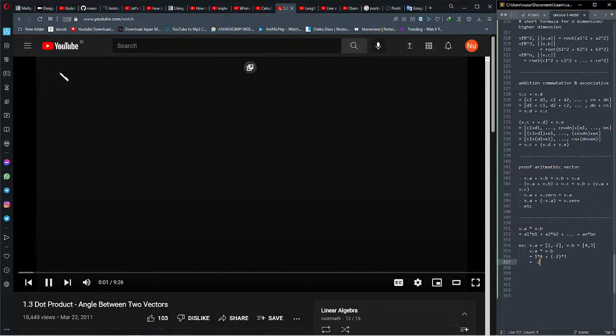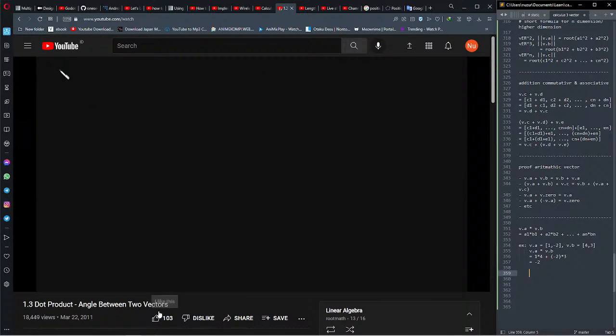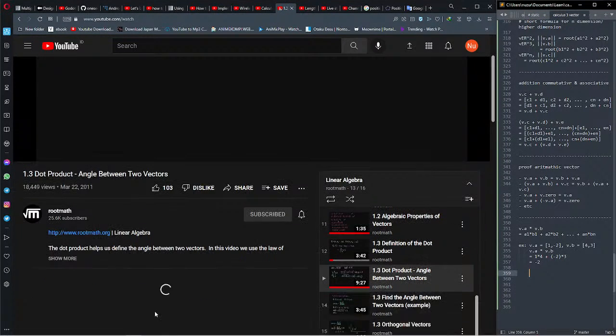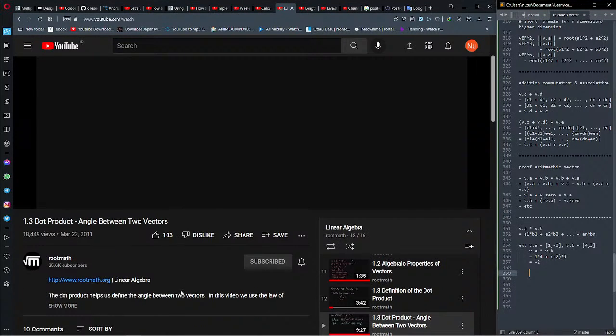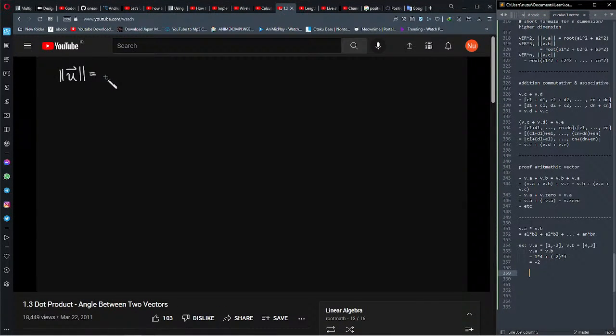Let's look at some interesting consequences of the dot product. The first one that I want to look at is the consequence it has for the definition of the length of a vector. It turns out that because of the way the dot product is defined, we can think of the length of the vector as the square root of the vector dotted with itself.